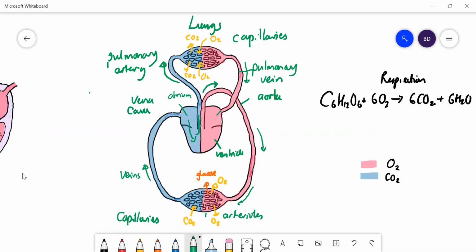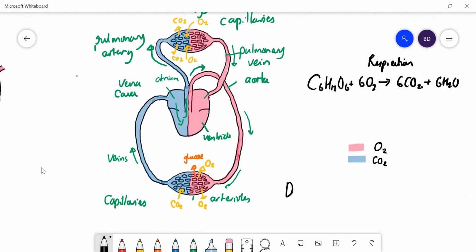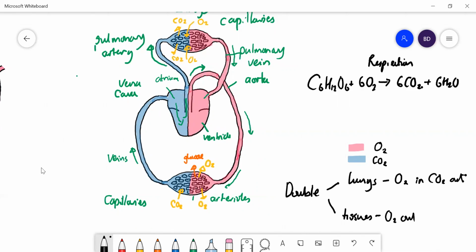That's what's meant by a double circulatory system. In a double circulatory system, you have two circulations: one for the lungs, where it picks up oxygen and gets rid of carbon dioxide, CO2 out, and the tissues, where you get the exact opposite. In the tissues, oxygen is out and CO2 comes into the blood. Also other nutrients, as I said, glucose will leave the tissues.